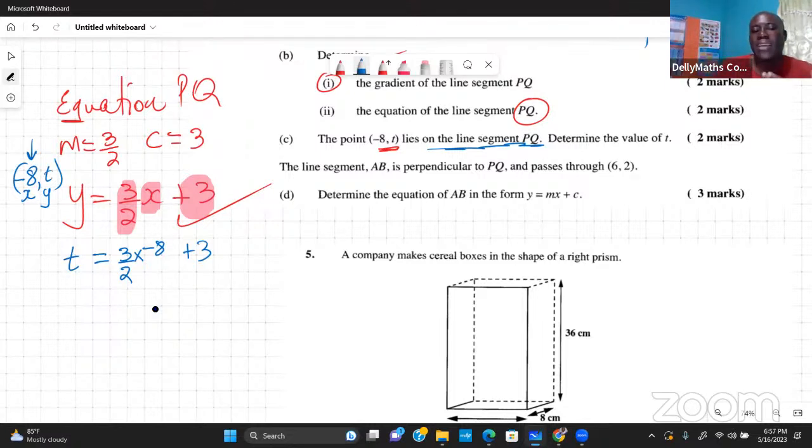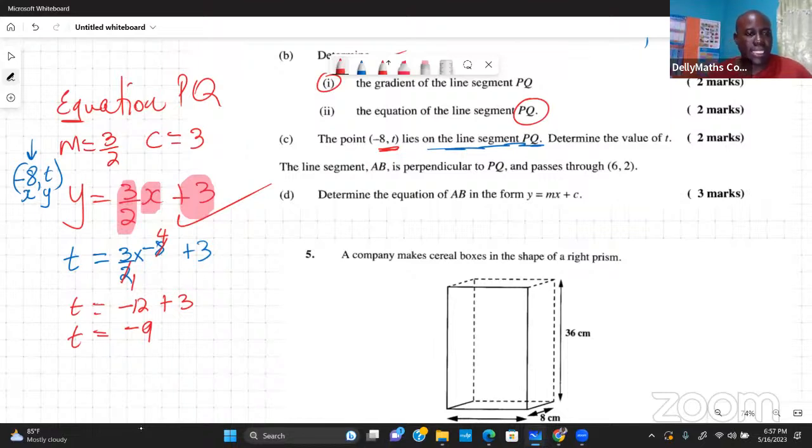Let's go through. I realize I can cancel, I'll do it. So 2 into itself is 1, 2 into the -8 is -4. Let us simplify this. 3 times -4 is -12, and then I'm adding 3. This is going to leave me with a -9. T is -9, and that's what it is. So this is saying that when x is -8 on that line, t is definitely -9, right? So that's what that is saying right now.